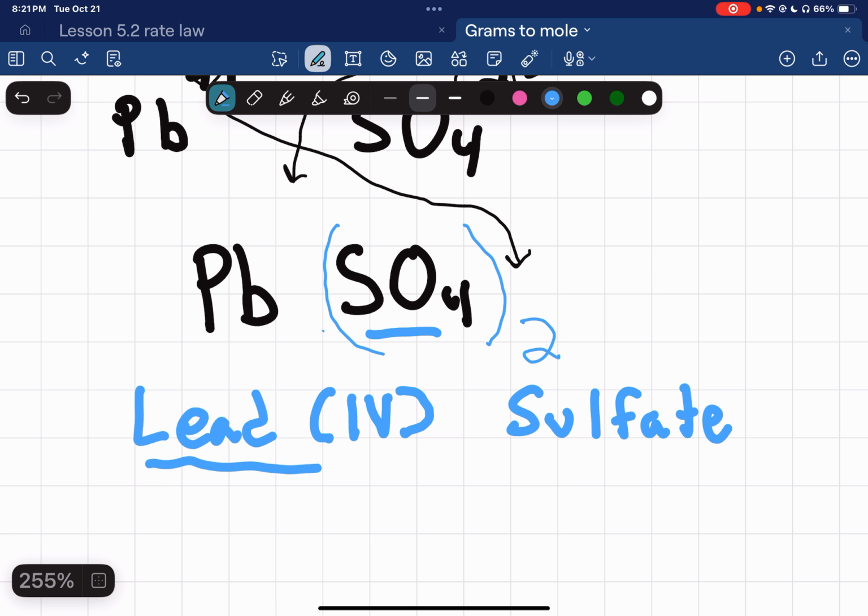The next time you're in the lab, you don't have to sound like a goofball. You can actually tell me what it is instead of saying PbSO4. You can say, Mr. Dominguez, it's lead 4 sulfate.